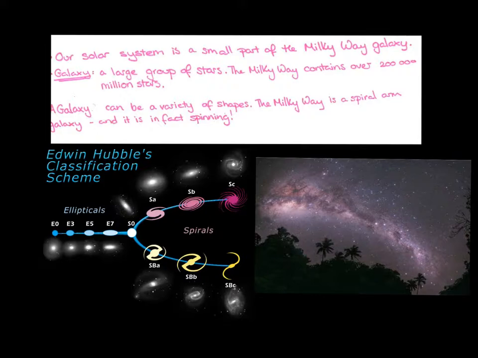Galaxies can be a variety of shapes, and the Milky Way is a barred spiral arm galaxy. In fact, the galaxy itself is spinning around. I've included a couple of extra images here. You don't need to worry about learning them or being able to classify galaxies. It's just for your interest, because this is such an interesting area of physics. You can go and do a bit more research.